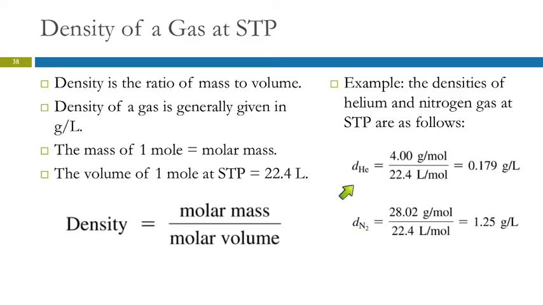So for helium, 1 mole would weigh 4 grams per mole. The volume at STP is 22.4 liters per mole. And so these moles cancel out and we get units of grams per liter. The density of helium is 0.179 grams per liter at STP. For nitrogen, 1 mole of it's going to occupy the same volume, but it's going to have a larger mass. And so the density is going to be greater. Any questions?